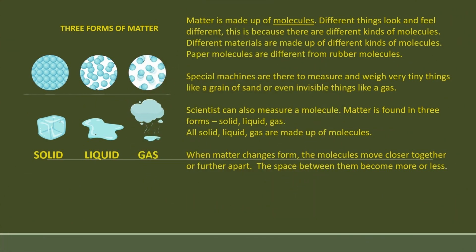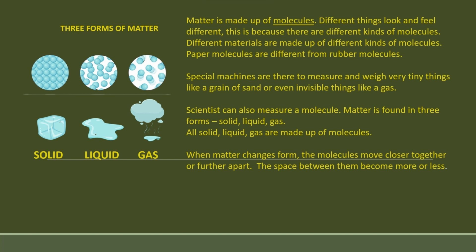Different things look and feel different. This is because there are different kinds of molecules. Different materials are made up of different kinds of molecules. Paper molecules are different from rubber molecules. Special machines are there to measure and weigh very tiny things, like a grain of sand, or even invisible things, like a gas. Scientists can also measure a molecule.